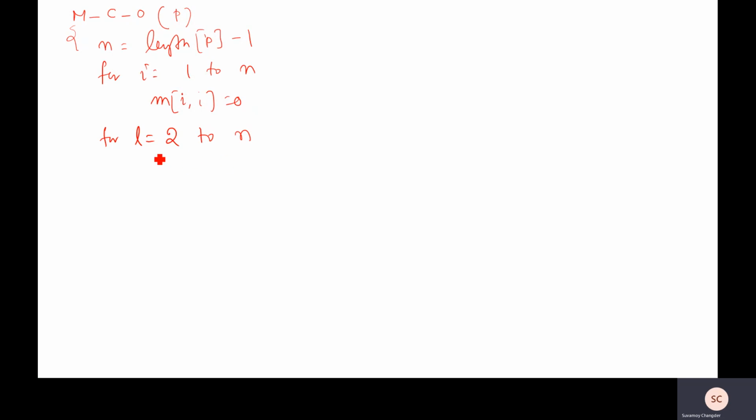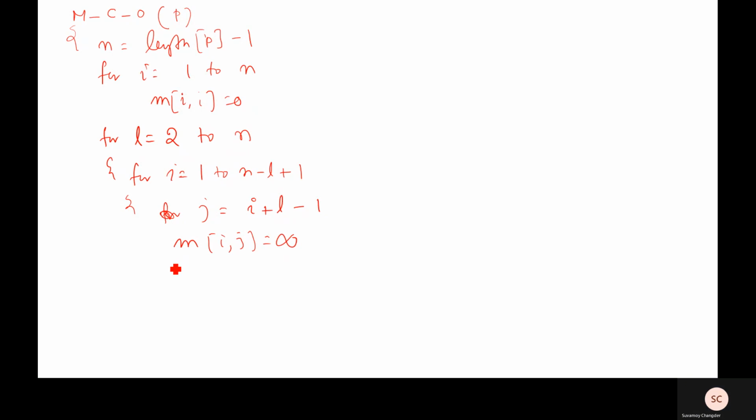So for chain length L equals 2 to n, then for i equals 1 to n minus L plus 1, then for j, j is a variable, j equals i plus L minus 1. Here we set m[i,j] equals infinity. Since our target is to find the minimum value, we start with infinity, that is, a very large value.